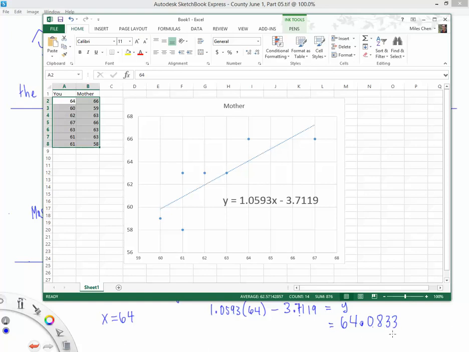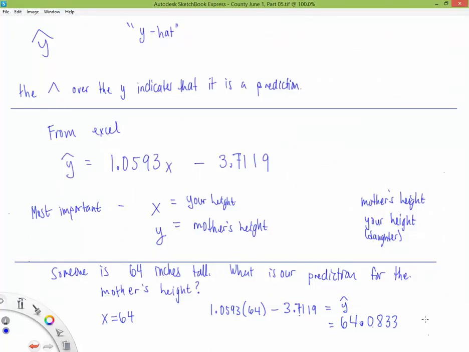Again, it's very important that we know which one is our x and which one is our y, and we always use the x to make a prediction for y, never the other way around. We plug in x to get a prediction for y.